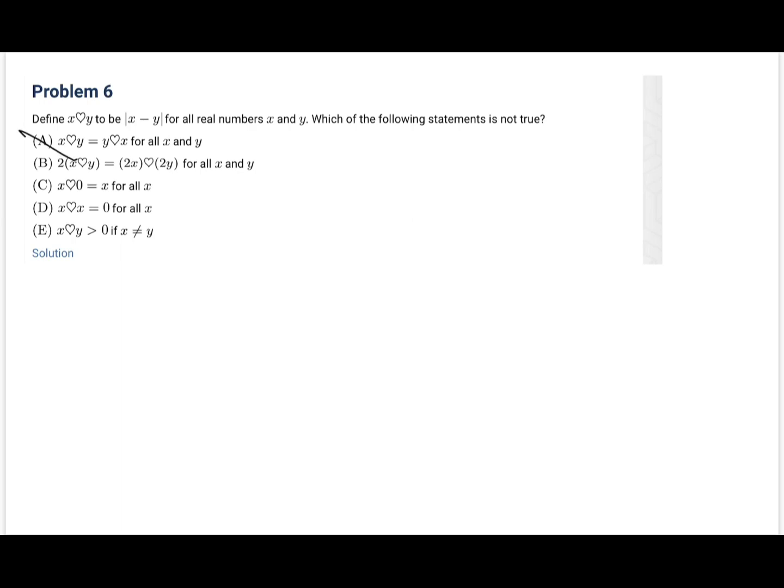2 times the absolute value of x minus y would be the absolute value of 2x minus 2y. Yeah, it would be the same since 2 is a positive number, so B is also correct. And C is wrong, because if x is less than 0, let's say it's minus 3 heart 0, this would be the absolute value of minus 3 minus 0, which is 3, and this is not minus 3, so the answer is C.